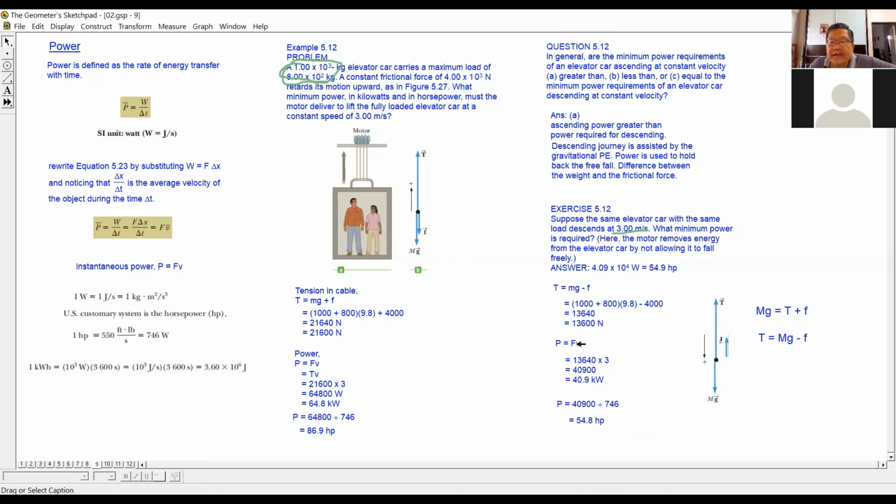Then what is the power? Power is the force multiplied with the velocity. Now the force is this one, 13,640 newtons. Velocity, 3 meters per second. So multiply this together. Answer is 40.9 kilowatts. If you want to convert to horsepower, then you use 40.9 kilowatts divided by 746. So answer is 54.8 horsepower.